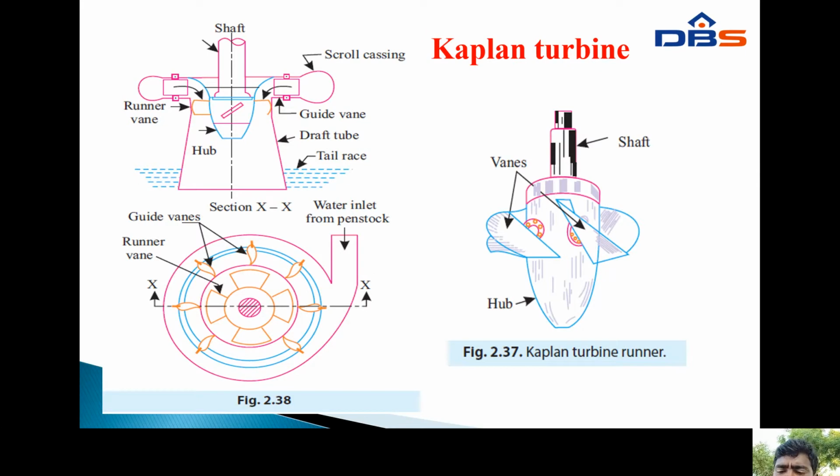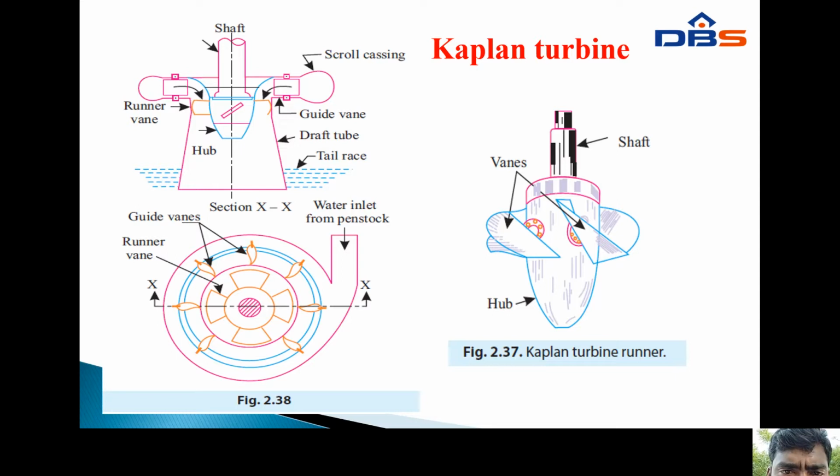This is the Kaplan turbine, as shown in the figure. The first figure shows the shaft and scroll casing, runner vane, guide vane, draft tube, tail race, and hub. These are the main parts of the Kaplan turbine.